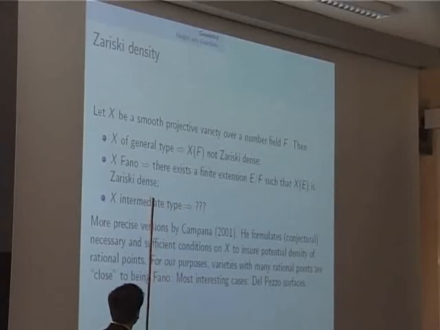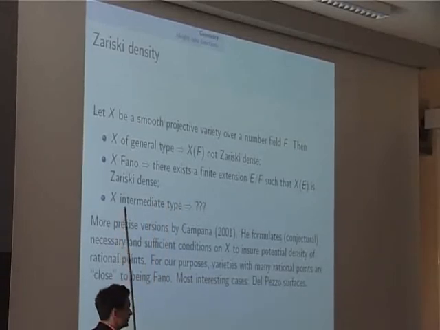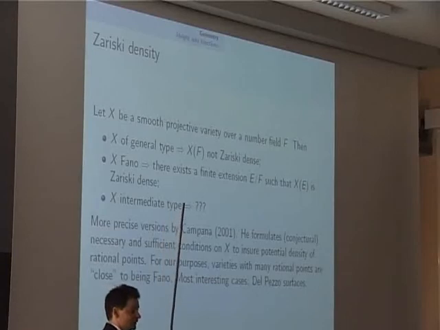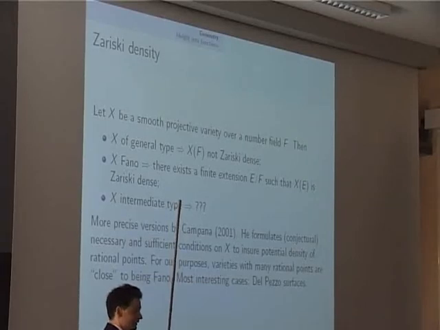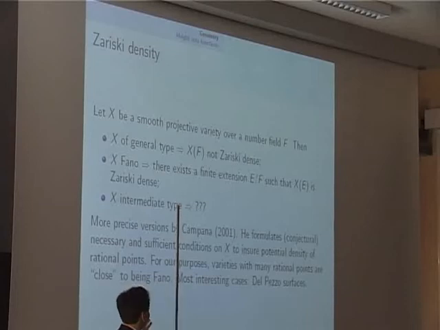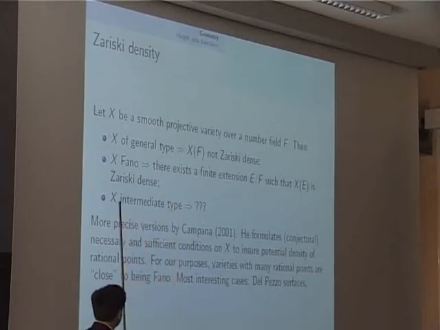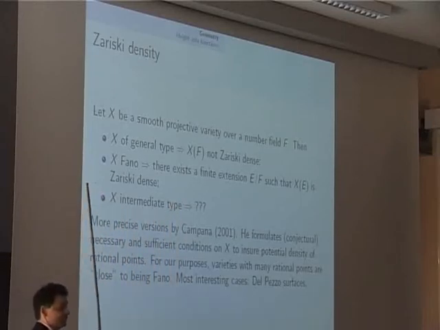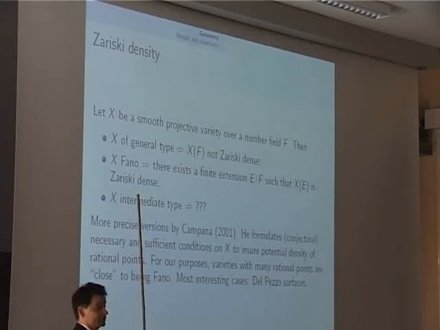And in the case of varieties of intermediate type, well, we don't really know because we're just collecting information at this point. But Campana, as I said, has a precise conjecture, and so according to Campana's conjecture, every K3 surface over a number field should have this property. Every Calabi-Yau threefold should have this property. So even getting examples for Calabi-Yau threefolds would be interesting.